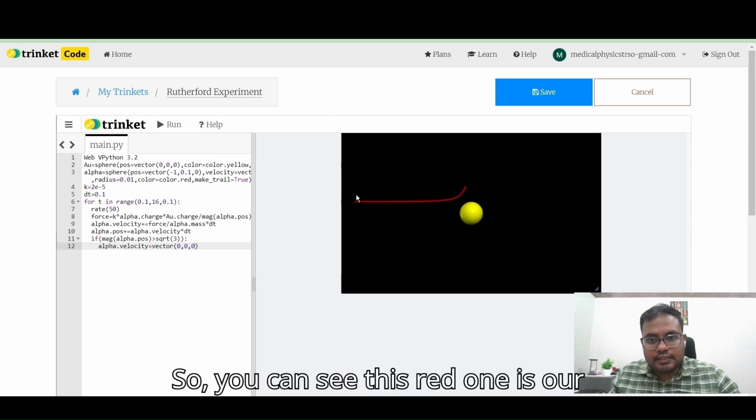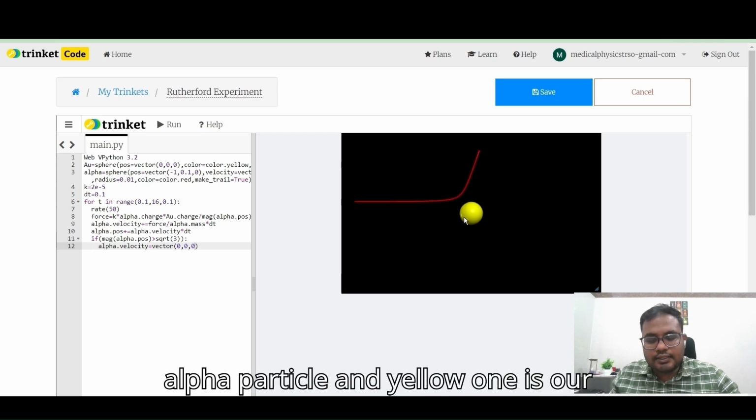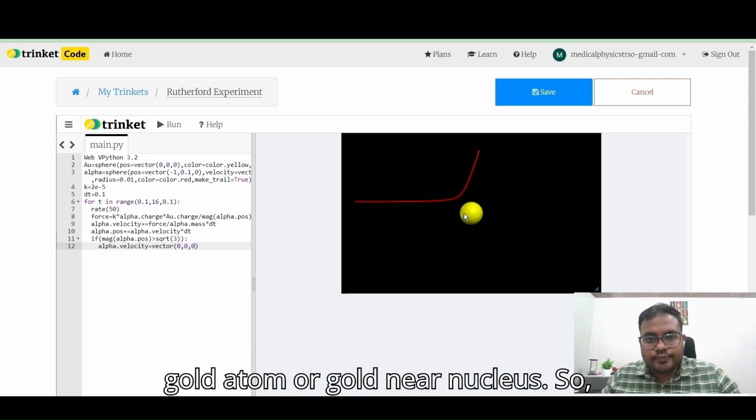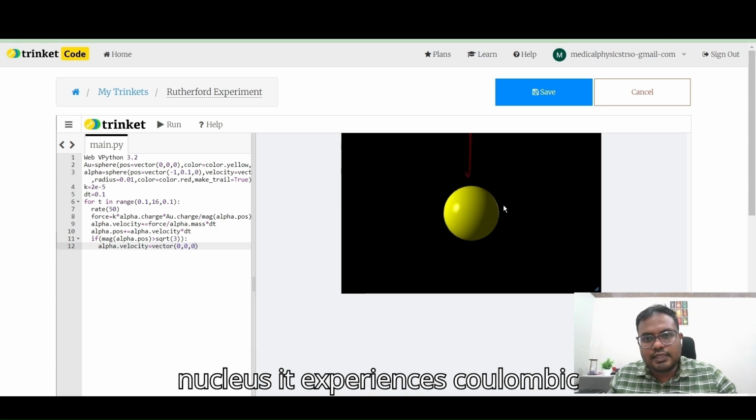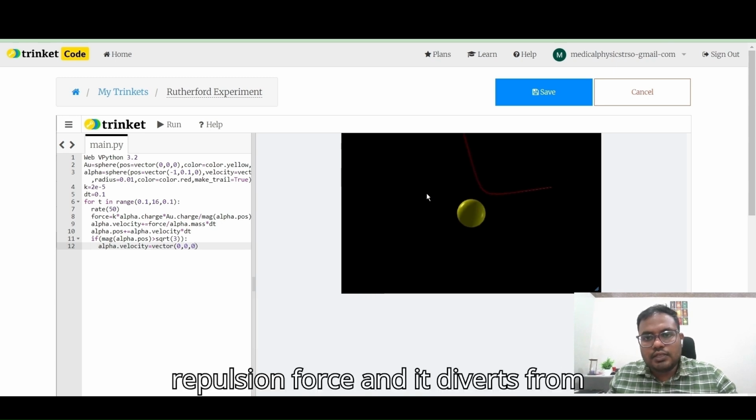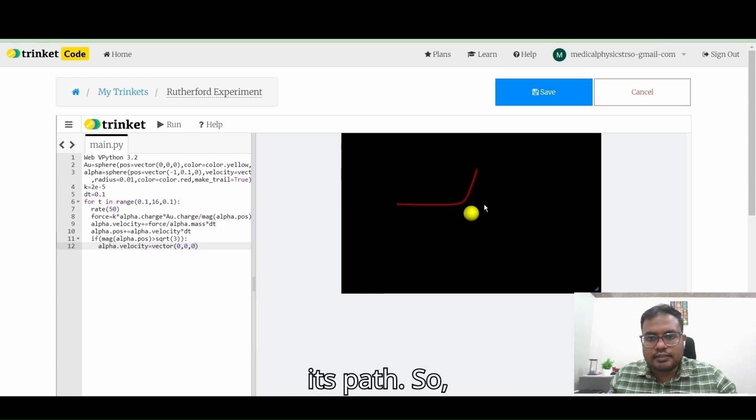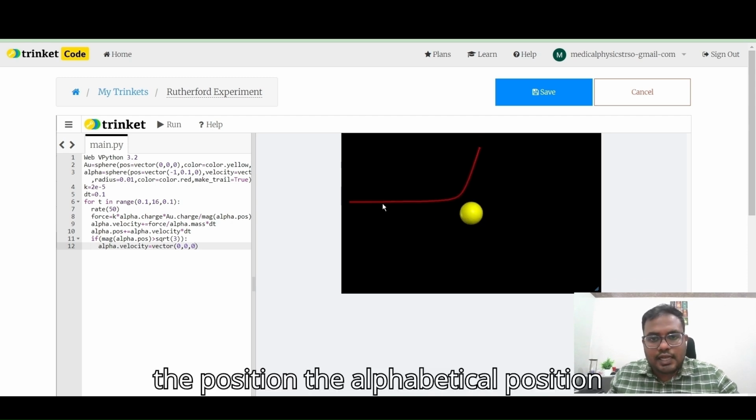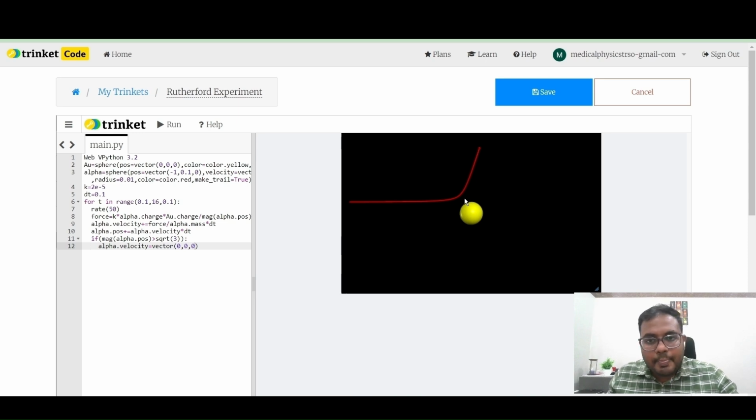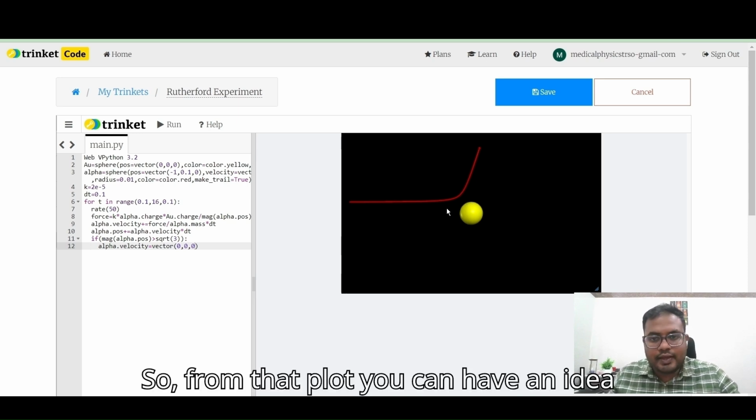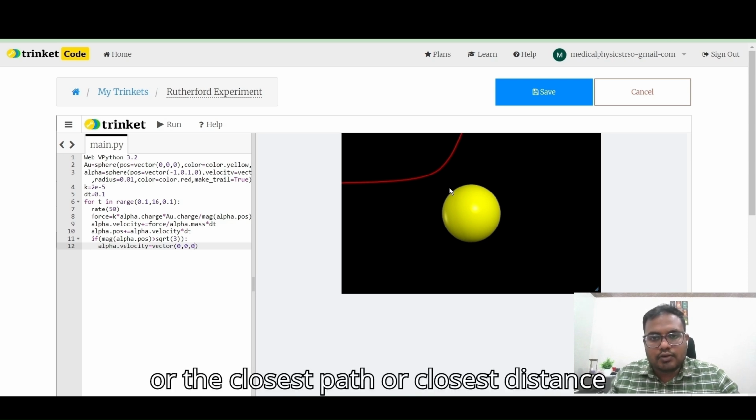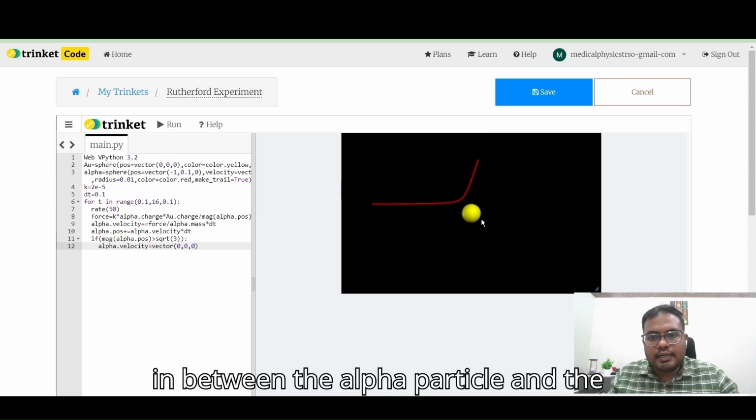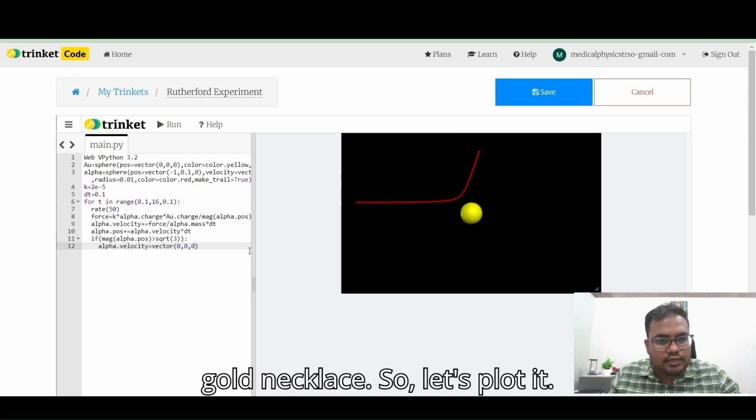So you can see this red one is our alpha particle and the yellow one is our gold atom or gold nucleus. So when the alpha particle approaches the gold nucleus, it experiences Coulombic repulsion force and it diverts from its path. Okay, so you can also plot the alpha particle position with respect to time. So from that plot you can have an idea of the impact parameter, the closest approach or closest distance between the alpha particle and the gold nucleus. So let's plot it.